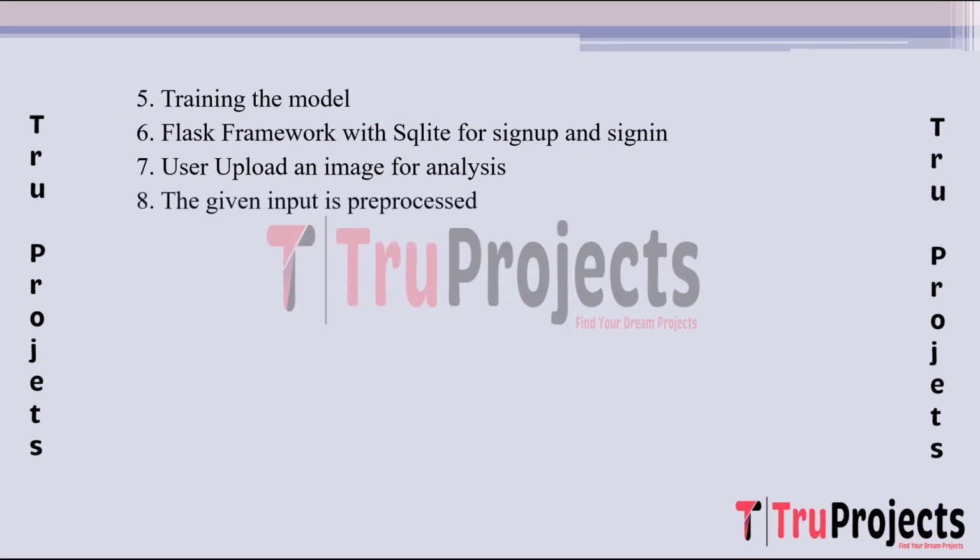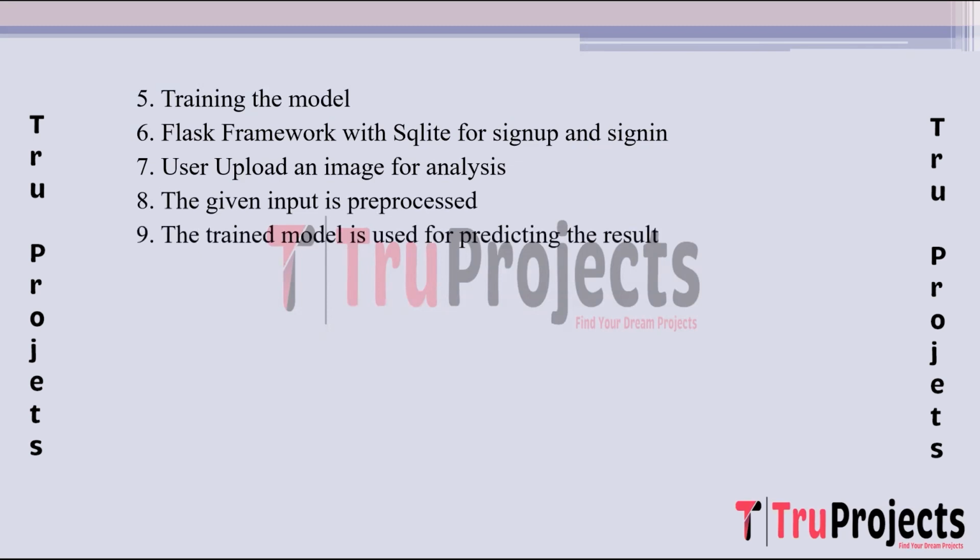The given input is pre-processed. The uploaded images undergo pre-processing steps similar to those used during training. Pre-processing involves resizing, normalization, or other transformations to make the input suitable for the model's inference.